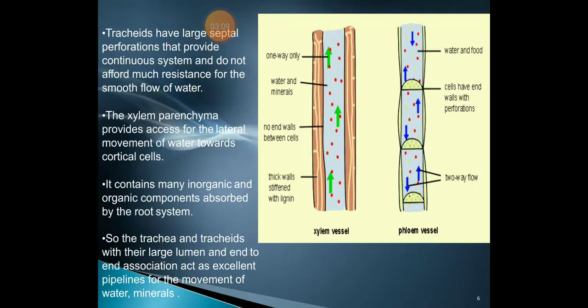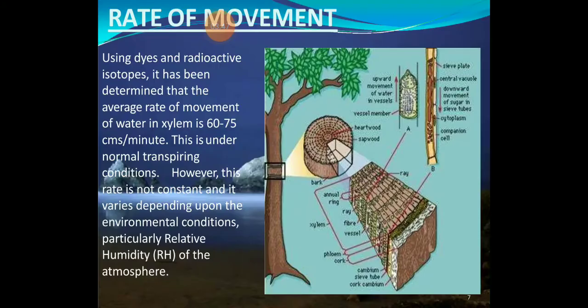Next, how the tracheids are involved in the ascent of sap. As shown in the figure, the tracheids have a large spatial platform that provides a continuous system, and they do not afford much resistance for the smooth flow of water. Xylem parenchyma provides access for the lateral movement of the water, and they contain inorganic and organic compounds that are transported to the xylem parenchyma.